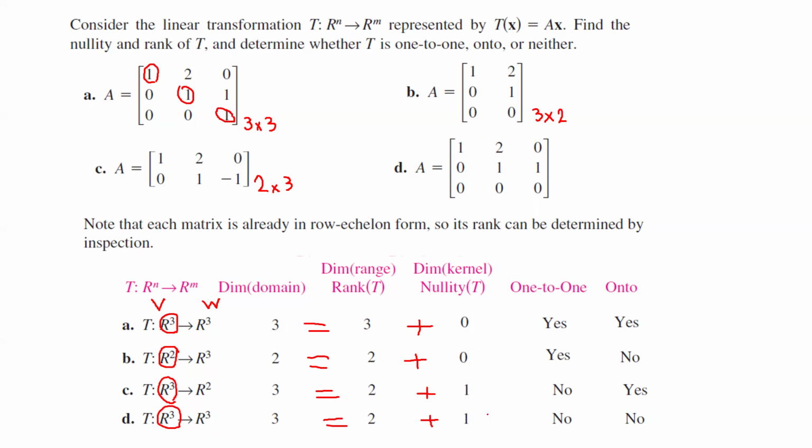Is this one-to-one? No, of course not, because this guy is not 0. Is this onto? Of course not, because 2 is not the same as 3. So the dimension of the range is different from the dimension of W. So I gave you 4 different examples so you can analyze different types of linear transformations using their matrices.